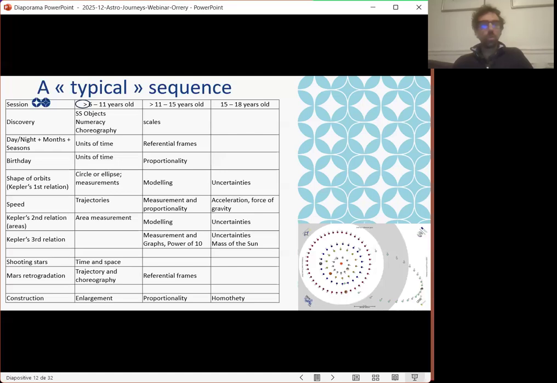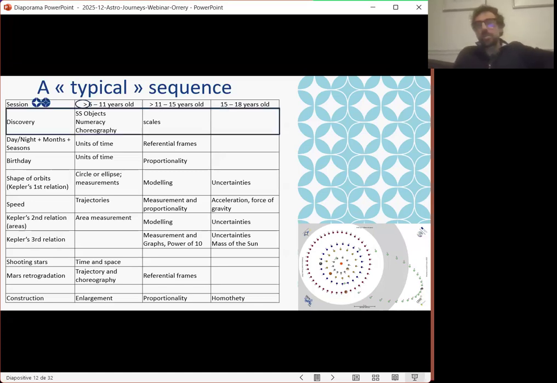So I will just show you a kind of typical sequence. When we talked about the orrery, we thought, okay, what can we do with that? So we proposed a series of sessions. And here you see everything we propose in this column can be done for any class beyond 6 years old, so you can start at a very young age. But then there are some things we believe you can do only above 11 years old, and then only above 15 years old.